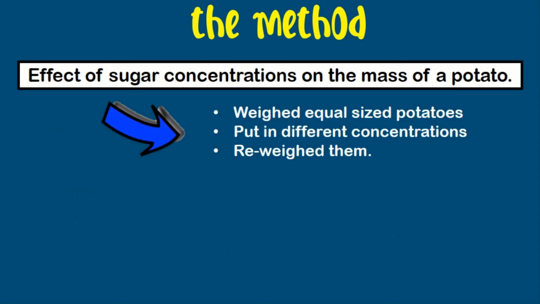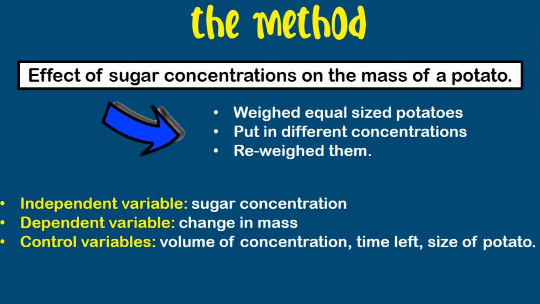So all I've done is I've got some identical bits of potato. I found the mass of them. I put them in different solutions of different concentrations of sugar for the same amount of time, take them out, and I've found the mass again. So I've changed the sugar concentrations, I've measured the change in mass, and I've kept, for example, the size of the potato or how long they were in the solutions or the volume of the solutions, the concentrations. I've kept them all the same.